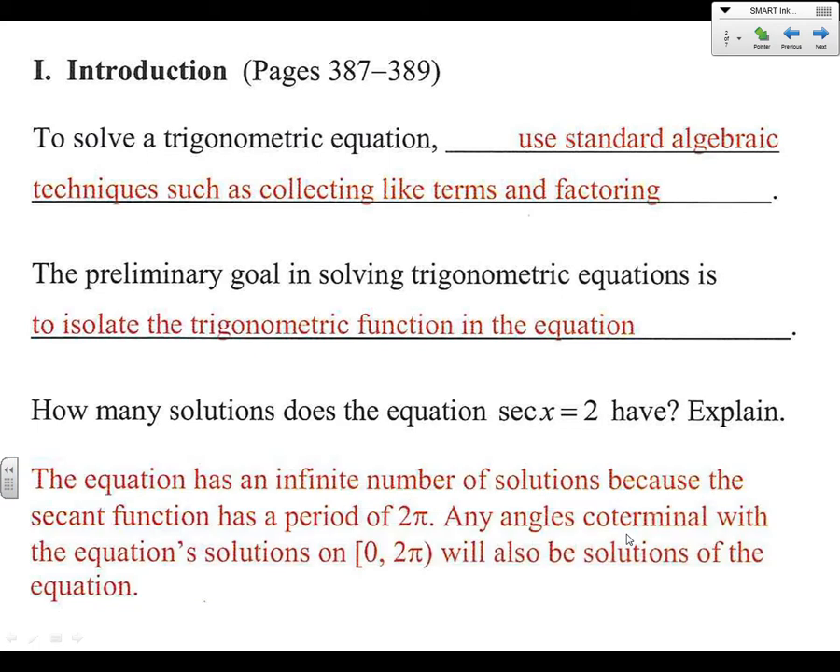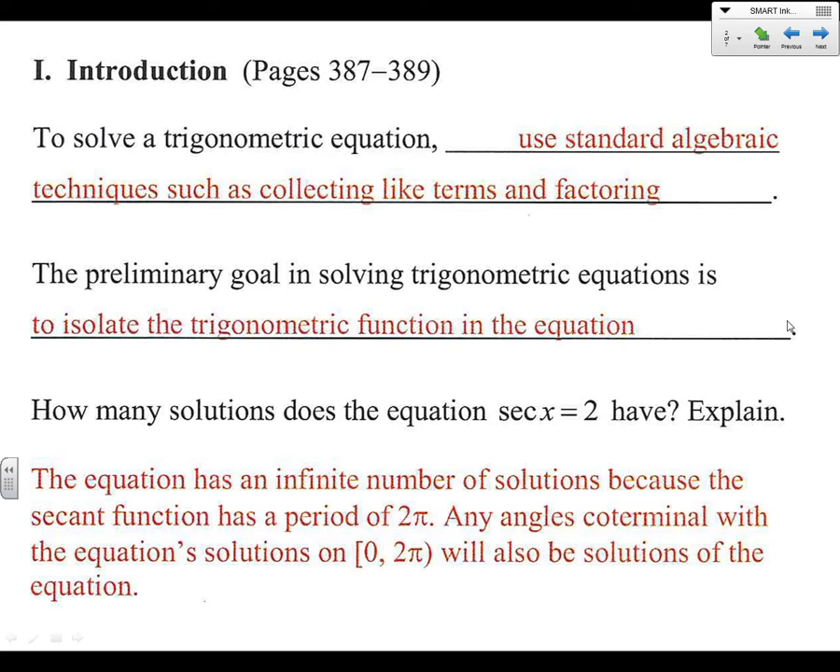So it says here the equation secant x equals 2 has an infinite number of solutions because the secant function has a period of 2 pi, which means every 2 pi, every full circle, we repeat. So any angles coterminal with the equation solution will also be solutions.